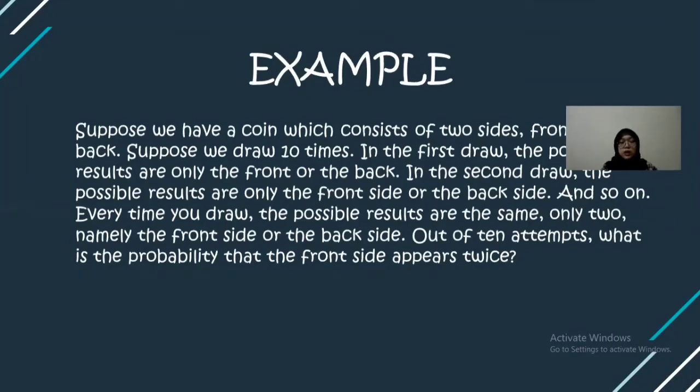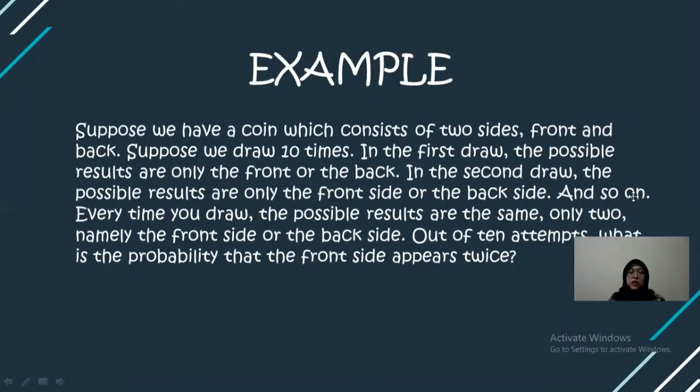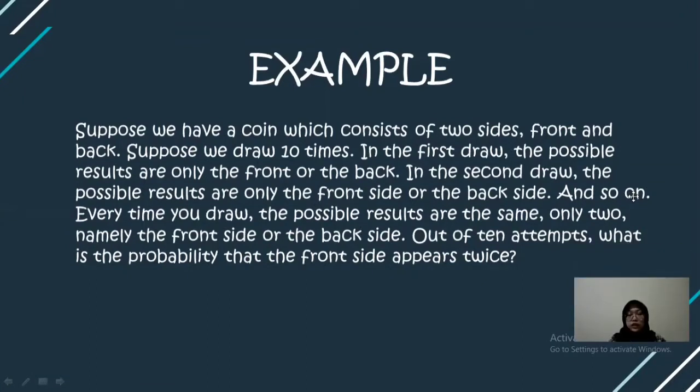There is a question about binomial probability distribution. Example 1: suppose we have a coin which consists of two sides, front and back. Suppose we toss it 10 times. In the first toss, the possible results are only the front or the back. In the second toss, the possible results are only the front side or the back side, and so on. Every time you toss, the possible results are the same, only two, namely the front side or the back side. Out of 10 tosses, what is the probability that the front side appears twice?